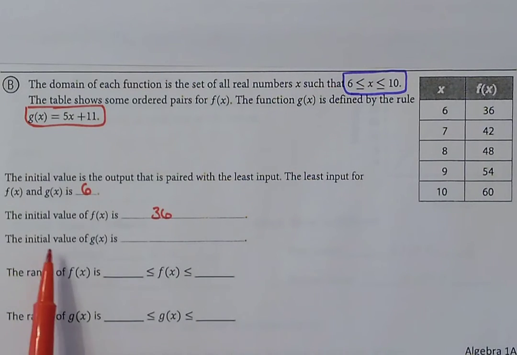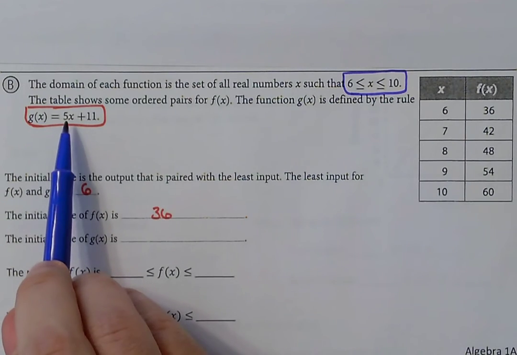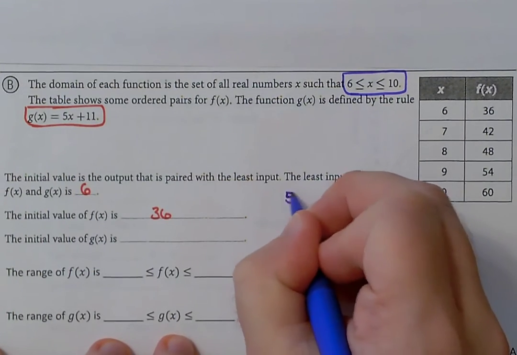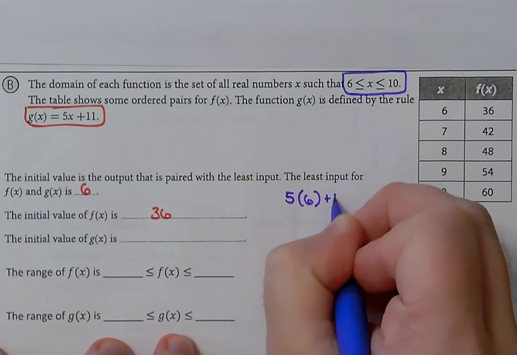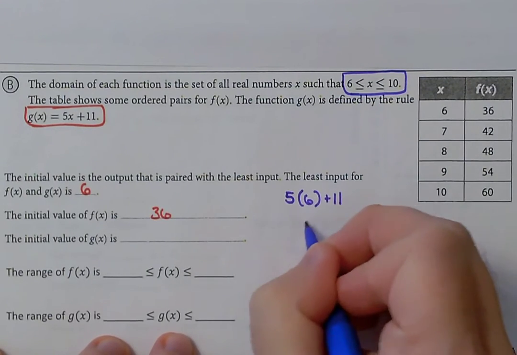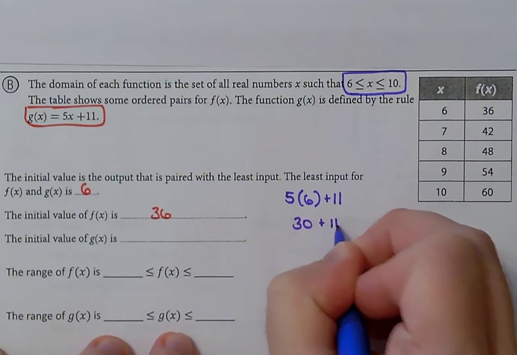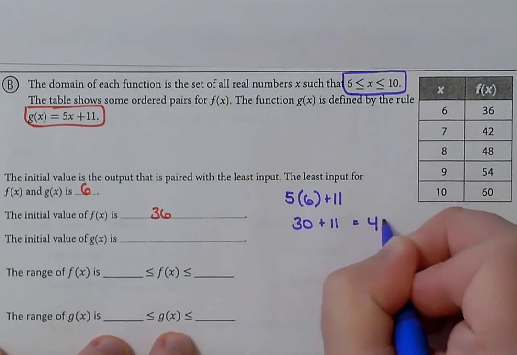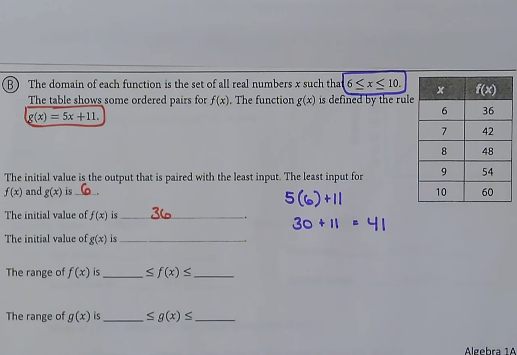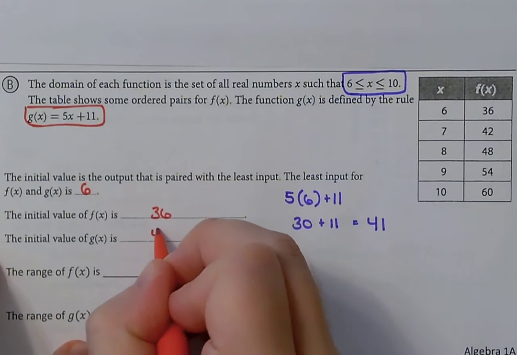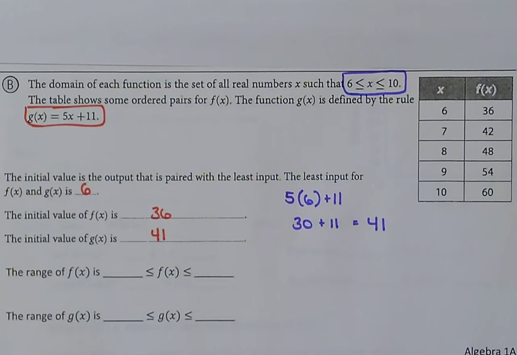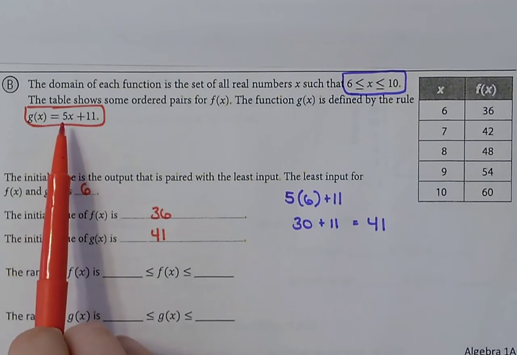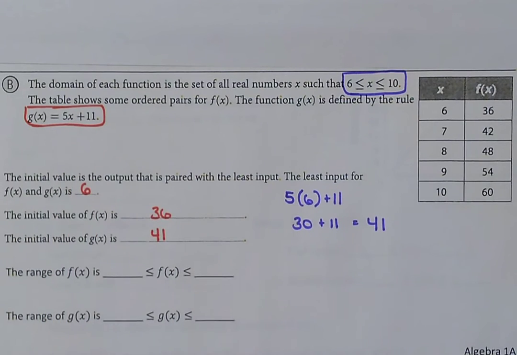Now, to figure out the initial value of g of x from an equation, we're going to take that value of 6 and plug it in. So we're going to do 5 times 6 plus 11. 5 times 6 is 30. 30 plus 11 gives me 41. So my initial value of g of x is 41. Again, when you are finding the initial value of an equation, you're going to take your least input and plug it in. So 5 times 6 plus 11.